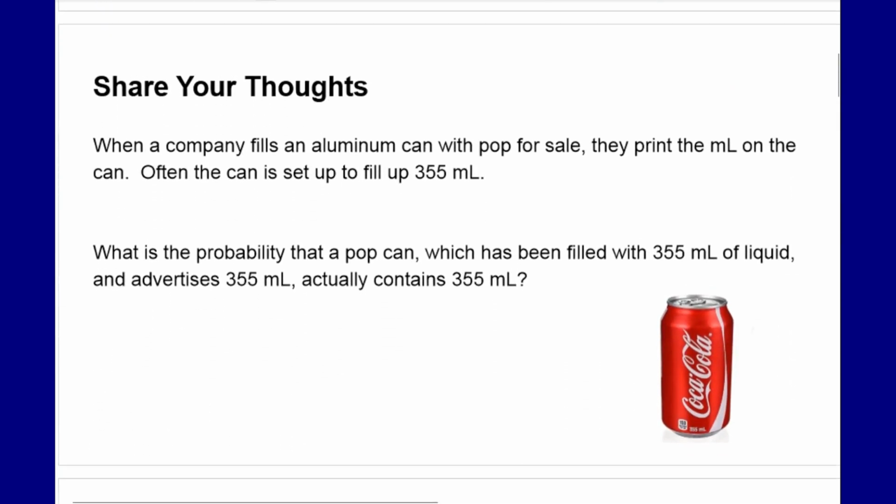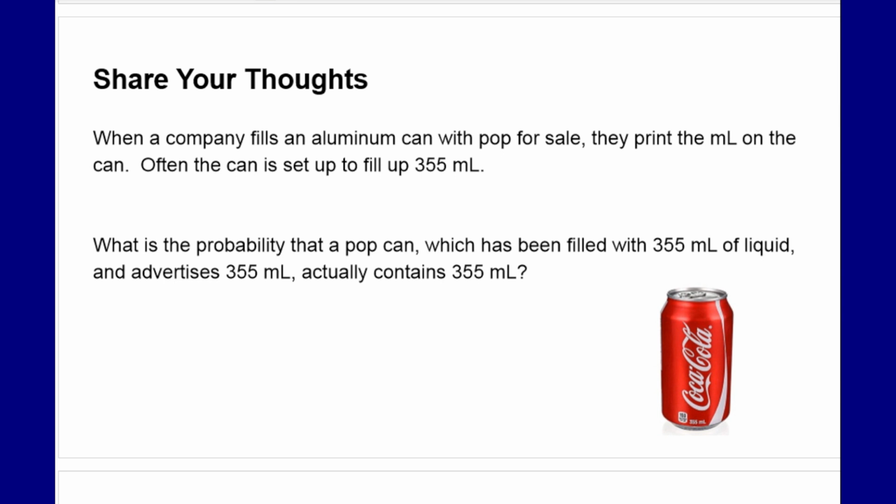Just as an example, when a company fills an aluminum can with pop for sale, they print the milliliters on the side. Often the can is set up to fill up 355 milliliters. What is the probability that a pop can, which has been filled with 355 milliliters of liquid and advertises 355 milliliters of liquid, actually contains that amount? The machine is set up to distribute that much. It's advertised that that's how much is on there. What is the probability that it actually contains 355 milliliters?